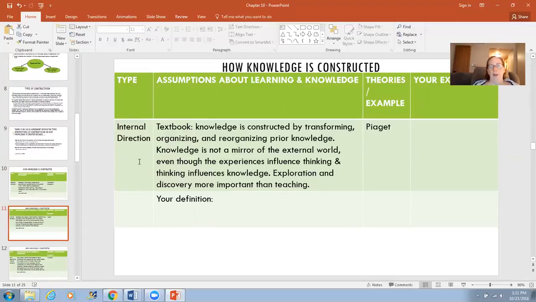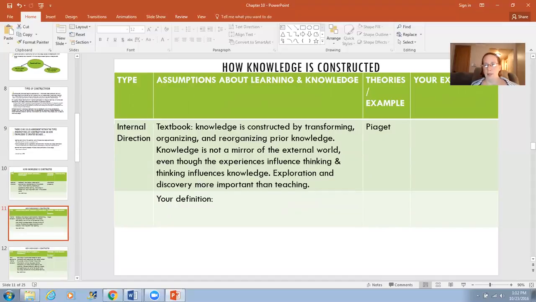Another belief on how knowledge is constructed is that it is from an internal direction. The way the textbook defines the assumptions about learning and knowledge is that knowledge is constructed by transforming, organizing, and reorganizing prior knowledge. Knowledge is not a mirror of the external world, even though experiences influence thinking and thinking influences knowledge. Exploration and discovery are more important than teaching.